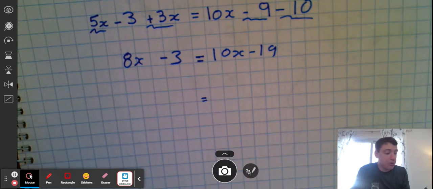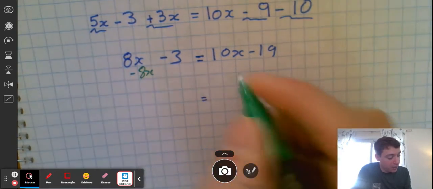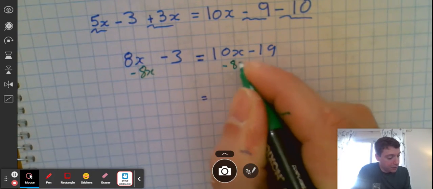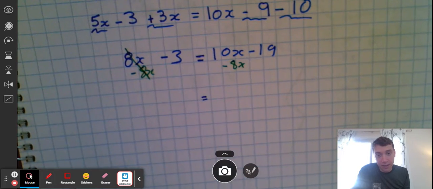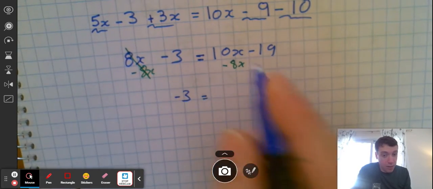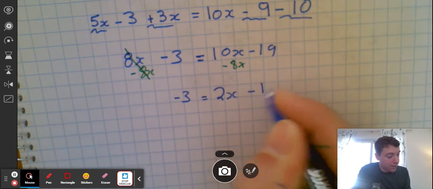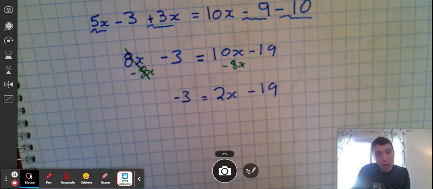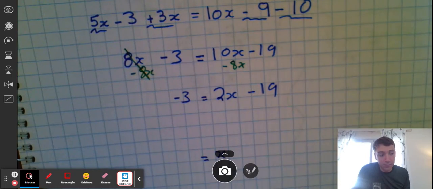negatives. So instead, they might notice, hey, if I actually move the x's onto the right side, if I do minus 8x and minus 8x to both sides, I have no more x's on the left. I just have negative 3. And on the right, 10x minus 8x, I get a positive 2x, and I still have my minus 19. So if x is on the right, at the end of the problem, I'm going to have equal x on the right side.